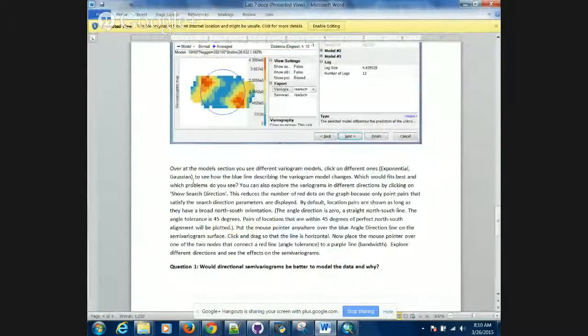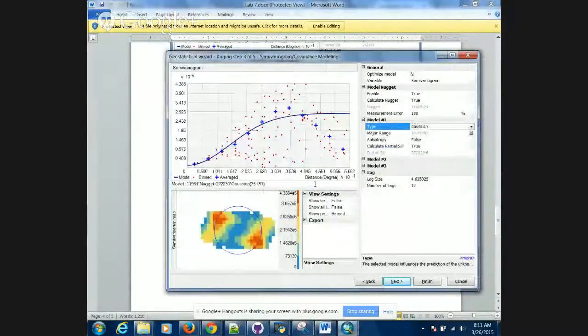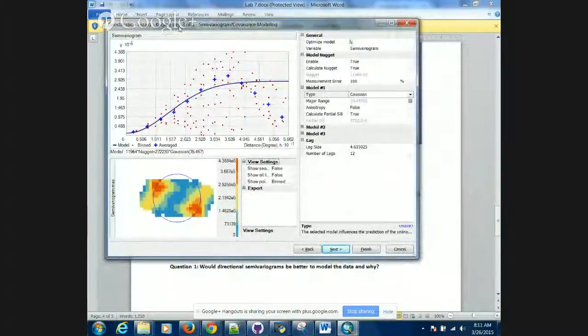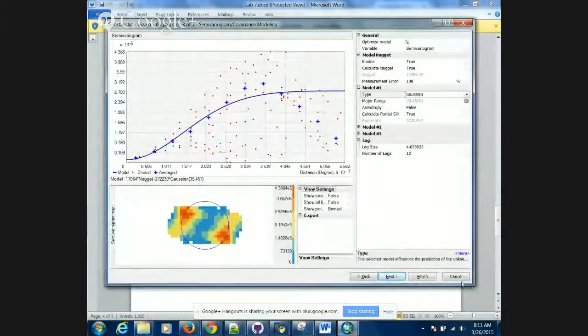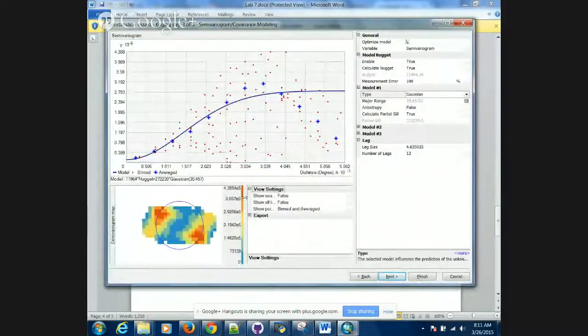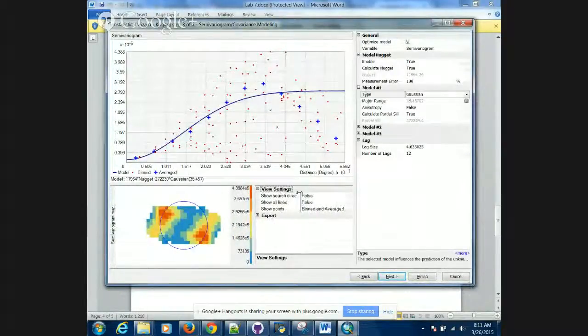All right. To see the blue line describing the variogram, which fits best and which problems do you see? You can also explore the variogram in different directions by clicking on Show Search Direction. It's hard to see on mine, but you can expand this, and it says Show Search Direction. If you made this bigger, you could see that as well. Show Search Direction is the very first option in the view settings.